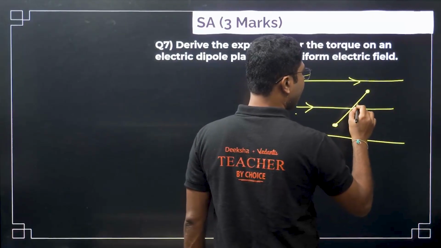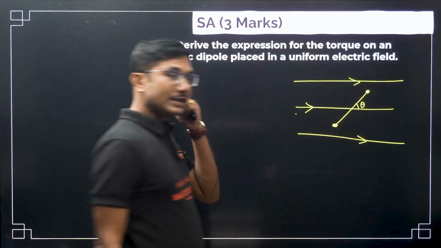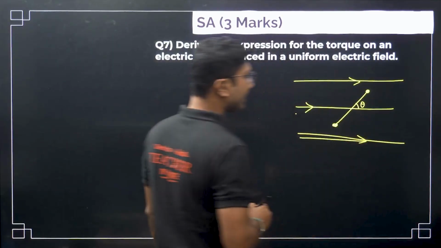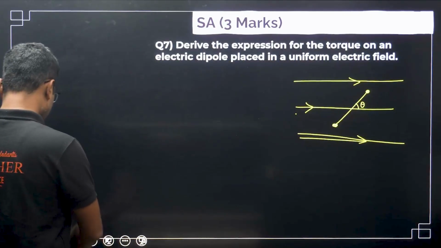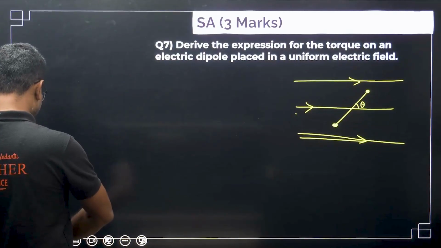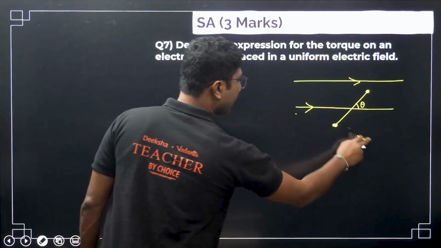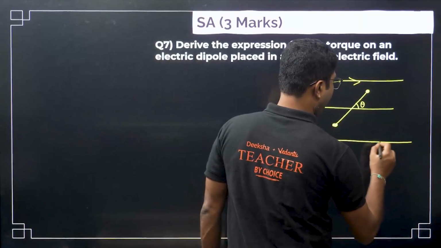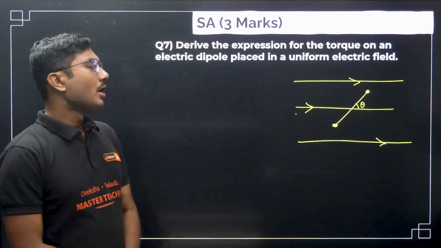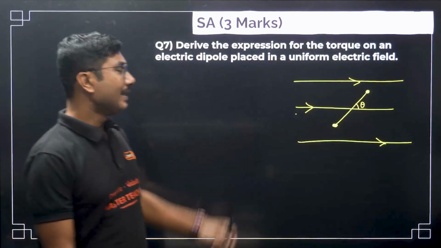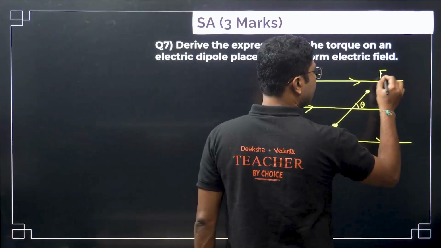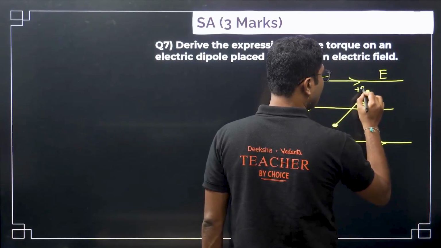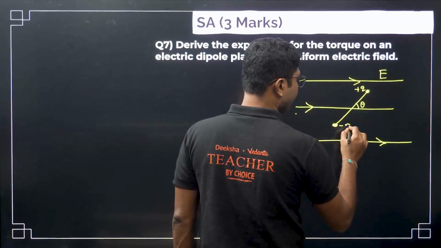So we know that if the dipole is placed at an angle theta, it will experience a force, right? Try to draw the lines using a scale so that they appear to be parallel. I am drawing using my hand, so it may not be perfectly parallel, but if you can use a scale and draw them perfectly parallel, that will be good. Now, the electric field has a value E. This is plus Q, this is minus Q.